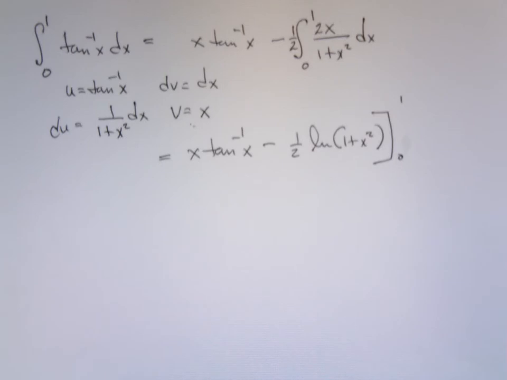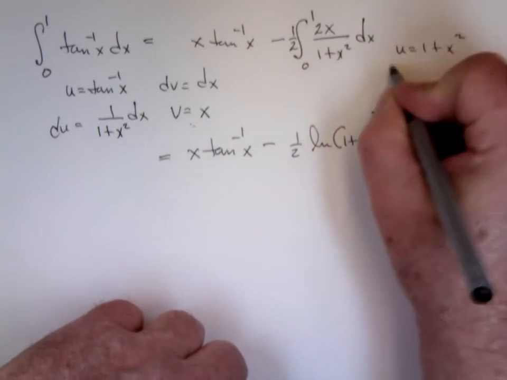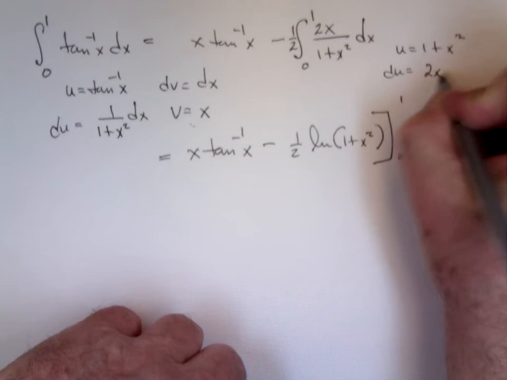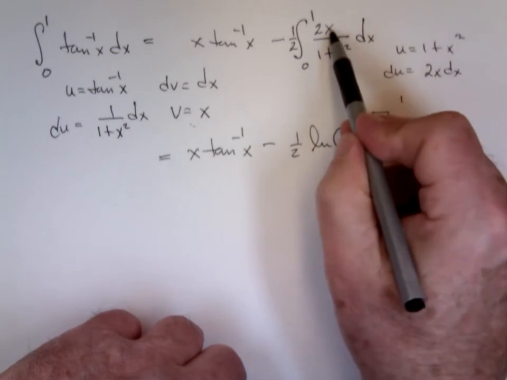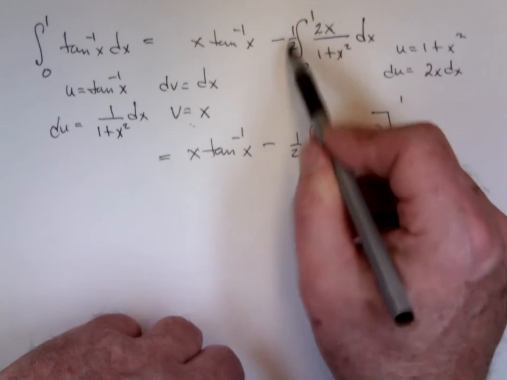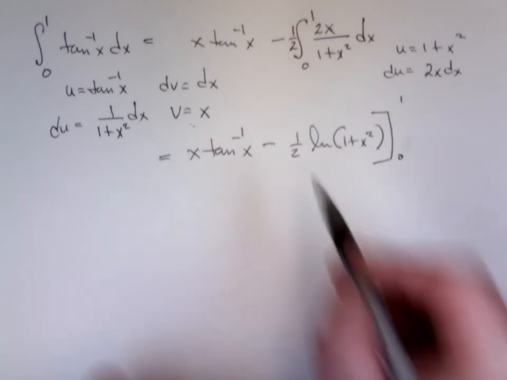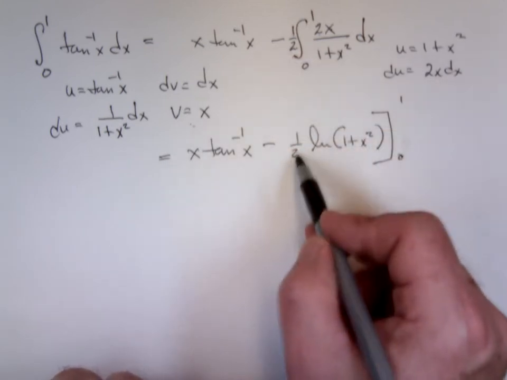Where'd that 2 and 1/2 come from? Well, because if I let u equal 1 plus x squared, the du is 2x dx. I have an x, but I need 2 of them. So I have to multiply by 2 and by 1/2. And that's where this 1/2 is coming from right here.